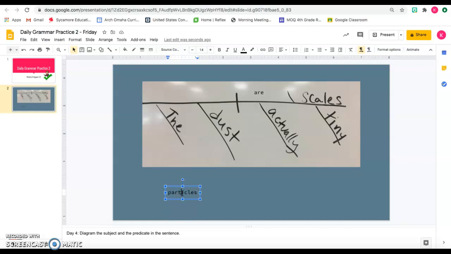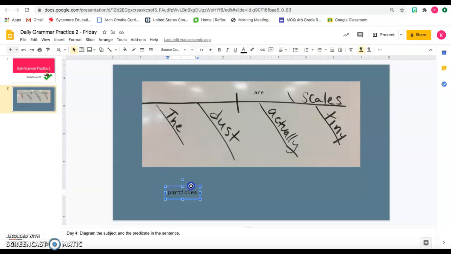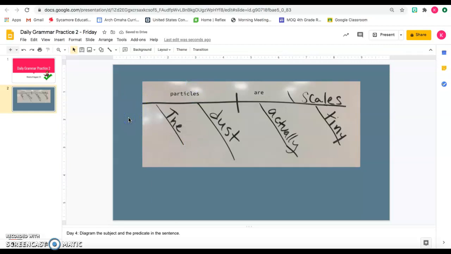Okay, so we have our verb on the right side of the plus sign, and our subject, which is what the sentence is about, which in this case is particles, is going to go on the left side. So we're going to drag that up there. Perfect. All right, and for now, we're just diagramming the subject and the predicate. So once you've done that, you are done for the day.